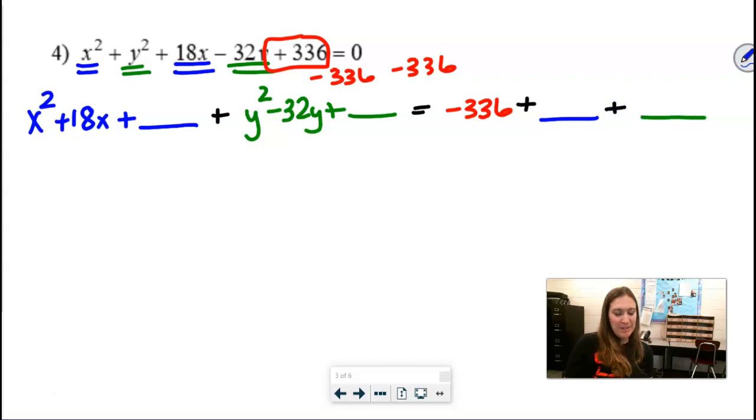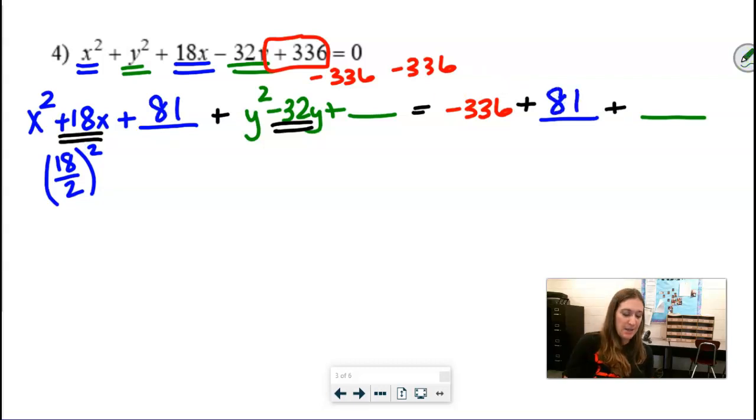All right, here we go. So remember, to find this blank, you're going to take half of this middle number, cut it in half, and then square it. So for us, that would be 18 cut in half and then squared. So 9 squared is 81. And then over here, you're going to take -32 cut in half and squared. I like to write this part down because besides it being my notes, it's going to help me with my factoring step on the next line. So -16 squared is 256.